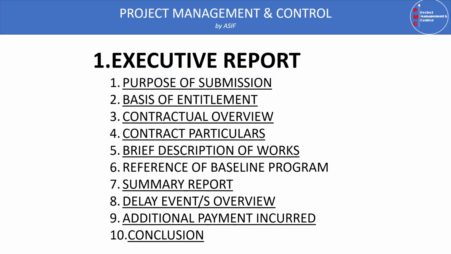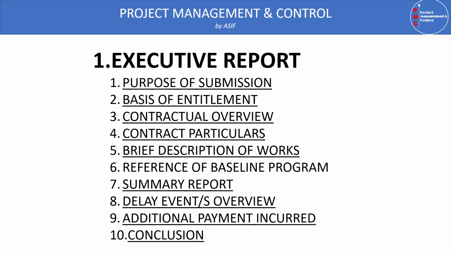So number one is the executive report. The executive report is further divided into 10 contents. Number one is the purpose of the submission. Number two, basis of entitlement. Number three, contractual overview. Number four, contract particulars. Number five, brief description of the work. Number six, reference of baseline program. Number seven, summary reports. Number eight, delay events overview. Number nine, additional payment incurred, and at the end, conclusion.